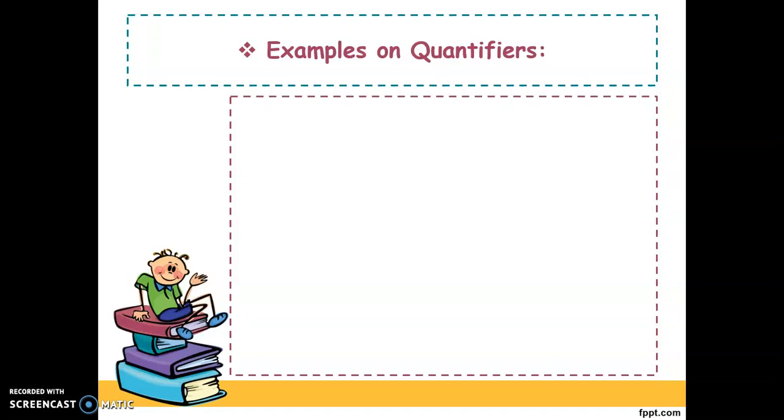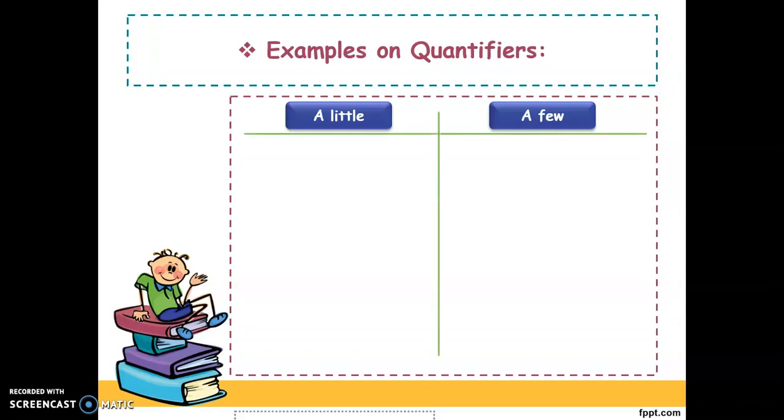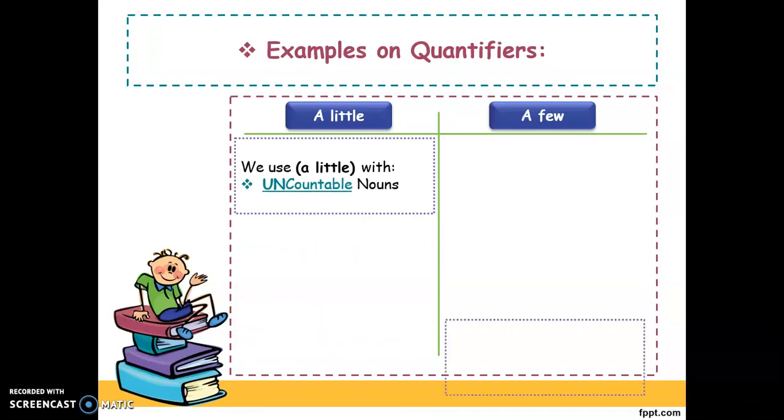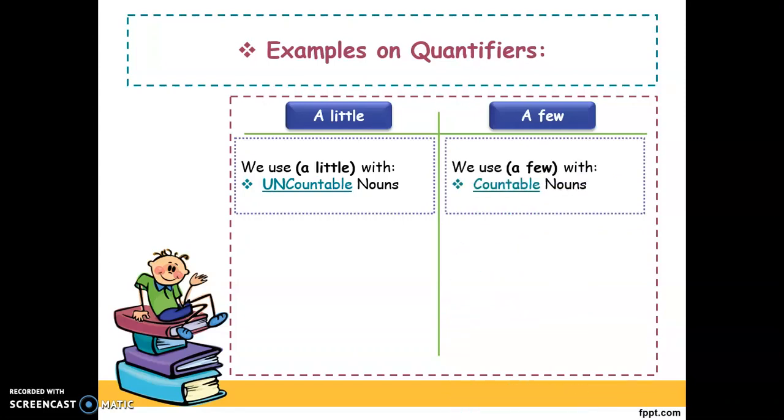The third and last set of quantifiers we'll be talking about today is a little and a few. They both sort of sound the same, both sort of have the same meaning, but we use them in different situations. So let's find out the difference. We use a little with uncountable nouns, but on the other hand, we use a few with countable nouns. So a little goes with uncountable nouns, while a few goes with countable nouns.